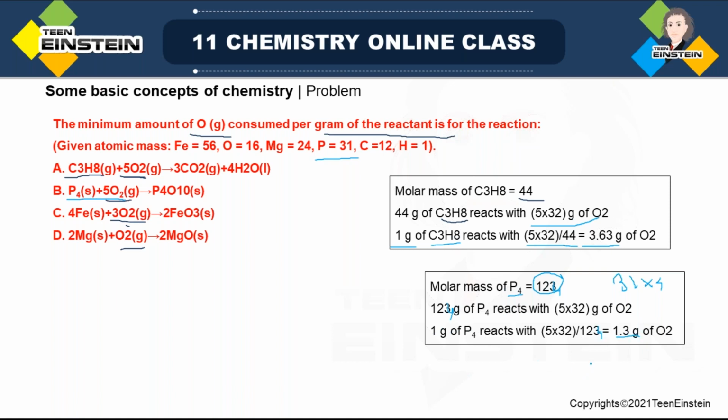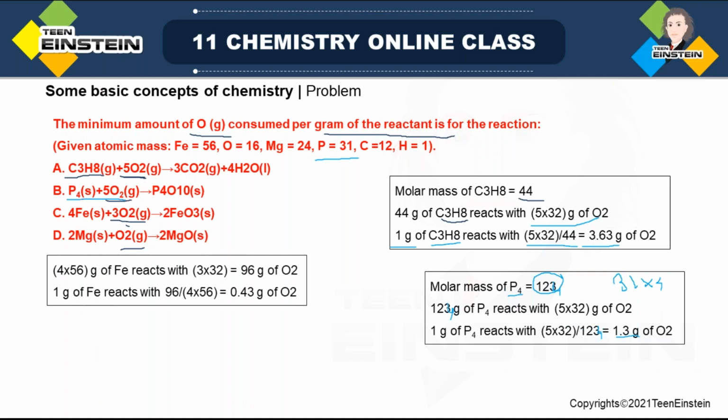which is 1.3. For the third one, the mole ratio is 4 moles of Fe reacting with 3 moles of O2. So 4 into 56, because the atomic mass of iron is 56, 4 into 56 of iron reacting with 3 into 32, that is 96 gram of oxygen. 1 gram of Fe should react with 96 divided by 4 into 56, which is 0.43.